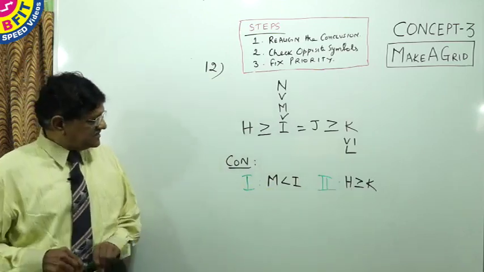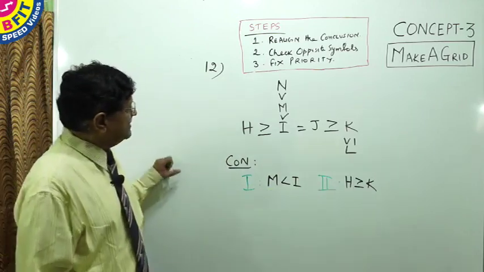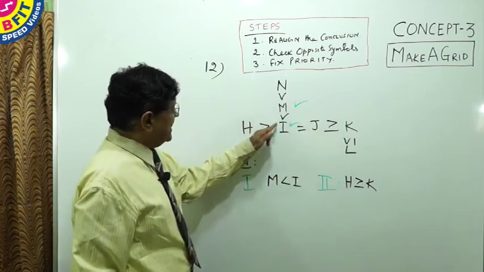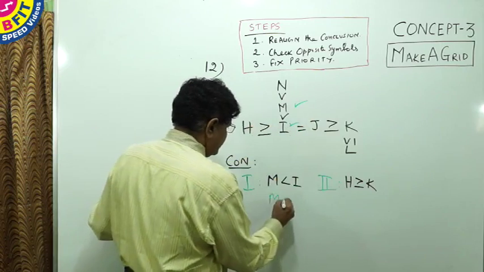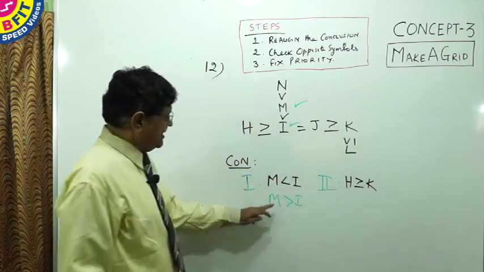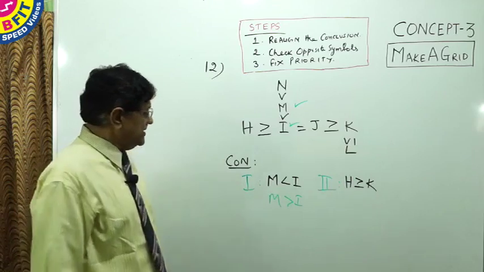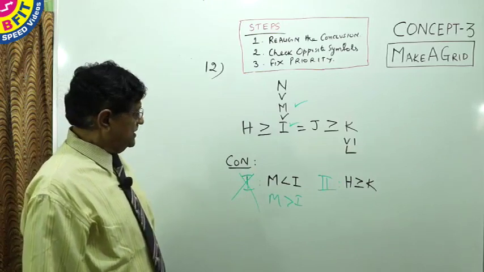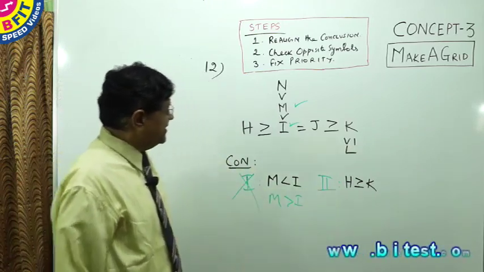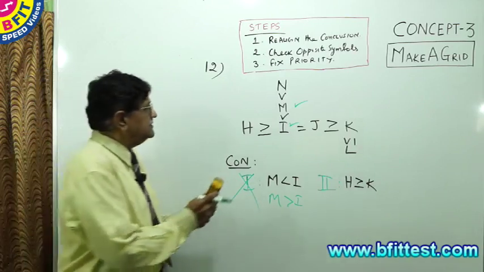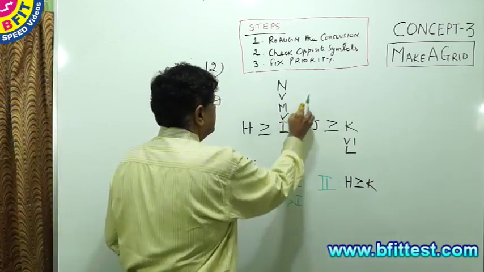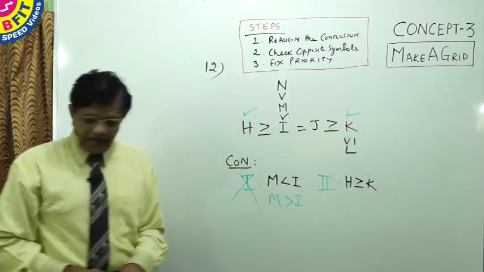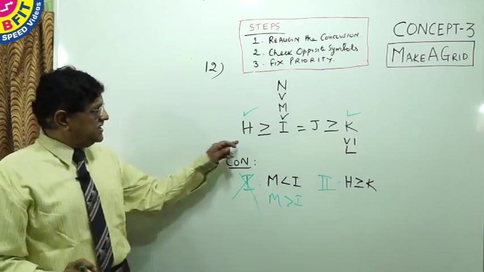Now let us test the first conclusion, M and I. Where is M? M is here. Where is I? I is here. M is greater than I. M is greater than I is true. But here the statement is M is less than I. Therefore, conclusion 1 is false. Then with regard to the conclusion H and K, where is H? H is here, K is here, and the conclusion is in sync with the statement.